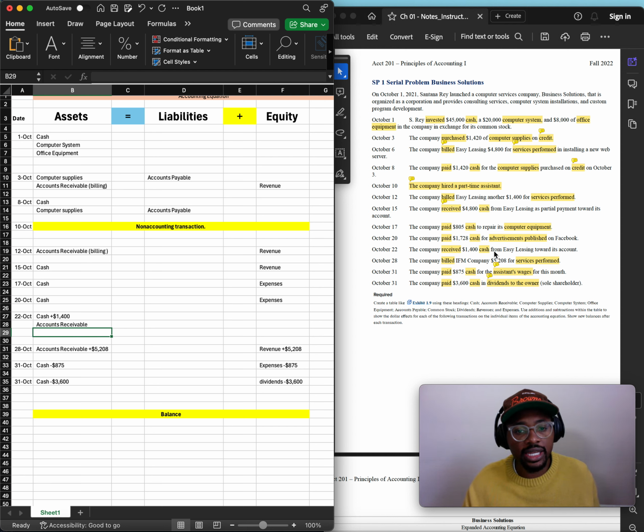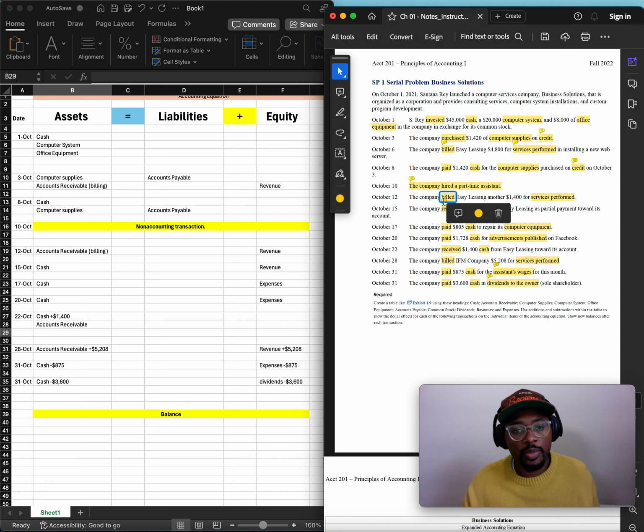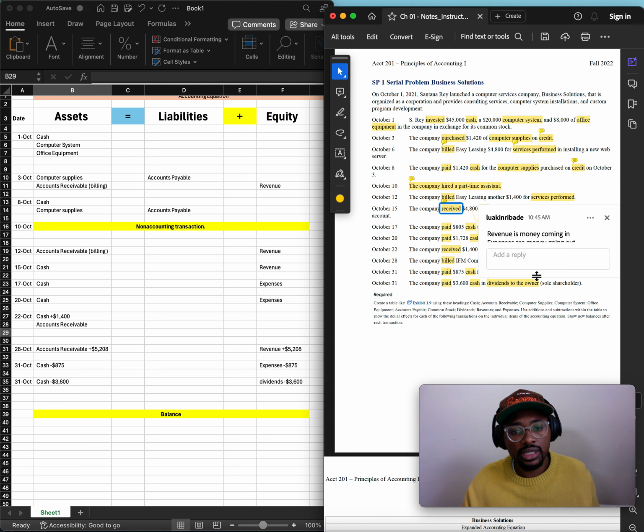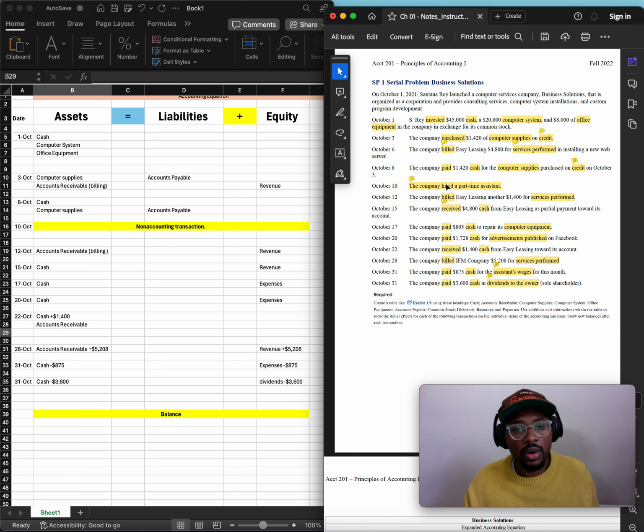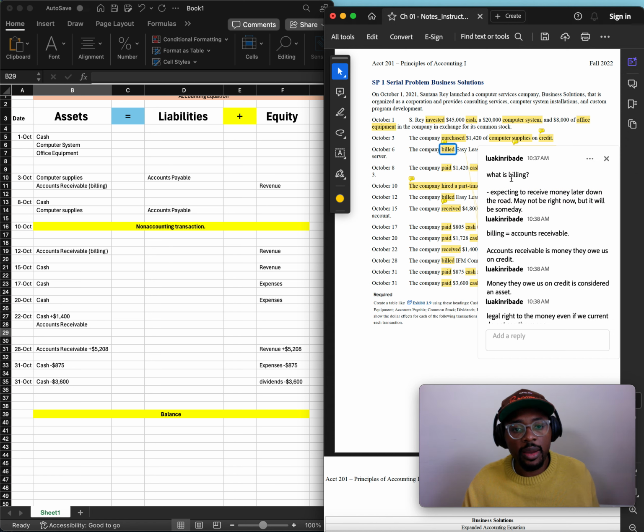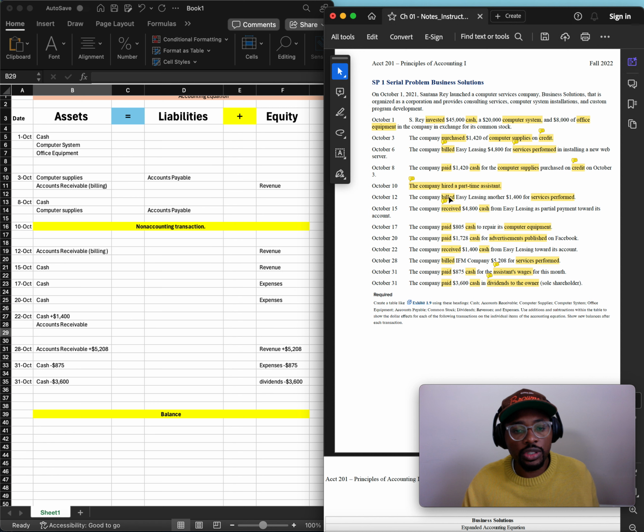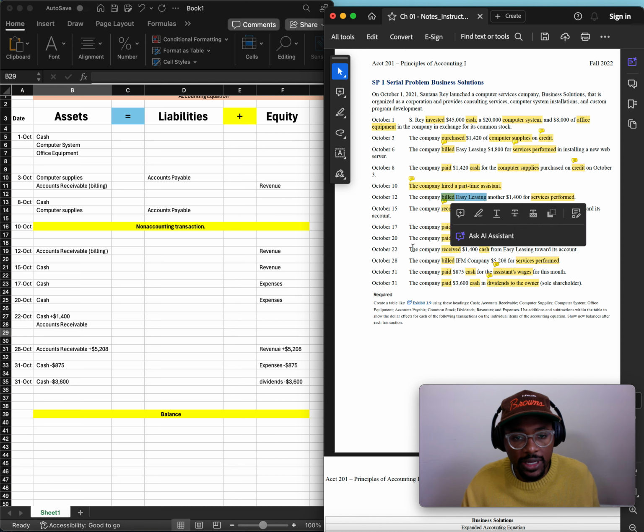So for October 22nd, here's the situation. If you look up here on October 12th, it said that we billed. Again, what is billing? Remember, we said billing, expecting to receive money later down the road. So on October 12th, we said that we're expecting to receive $1,400 later down the road. Now it's October 22nd, so it's later down the road, and we're actually receiving the very thing that we expected to receive.